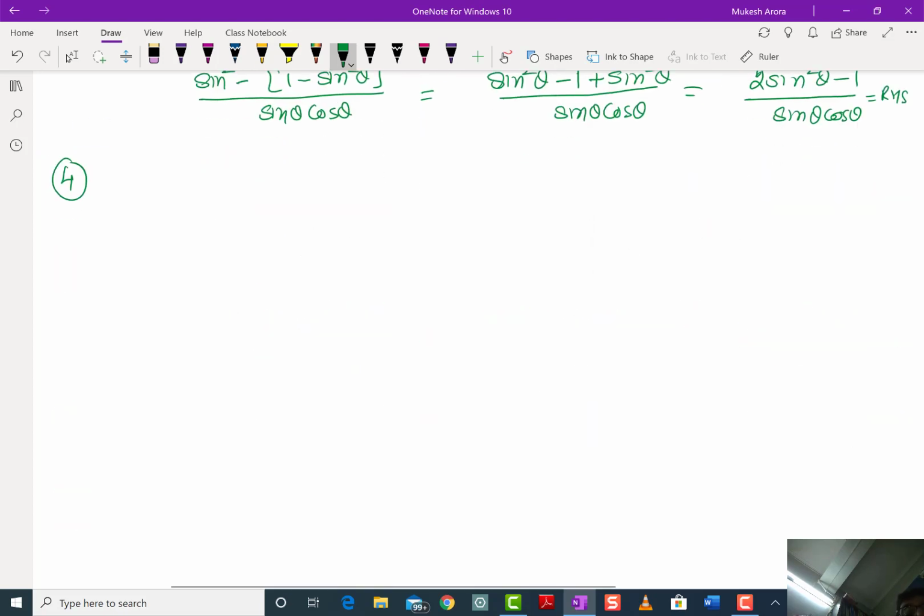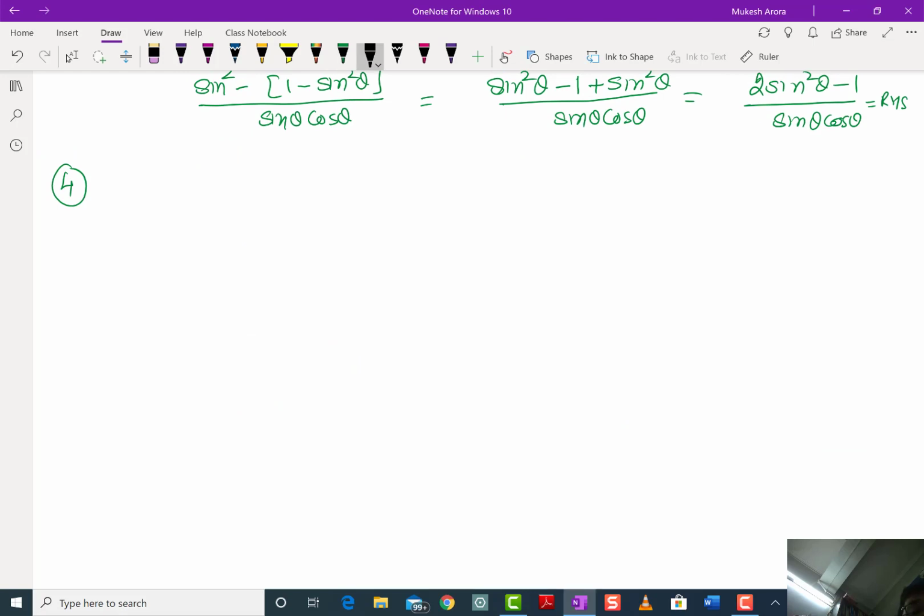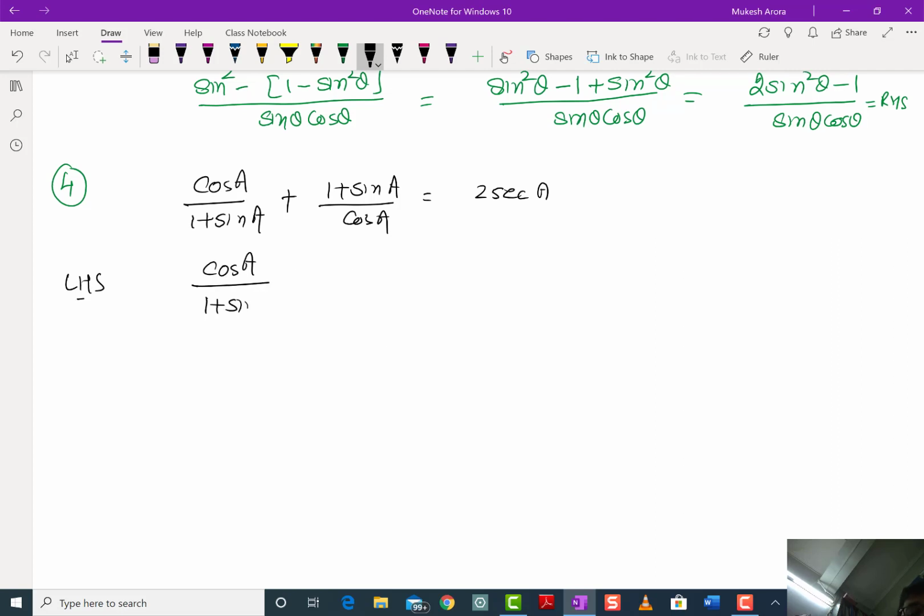Question number 4 is cos A upon 1 plus sin A plus 1 plus sin A upon cos A is equal to 2 secant A. Again we will take the left hand side. We can take any, but in this question there is no point taking the right hand side, that is a single term. We cannot do anything. So no identity is being used. Sine and cos is already there.